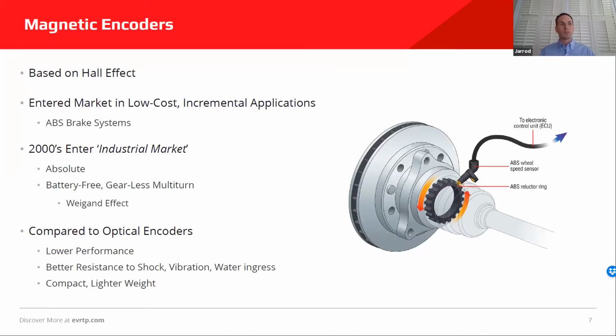So getting back to optical encoders, generally magnetic encoders are going to have lesser performance when compared. However, they're going to have better resistance to shock and vibration, water ingress, and there's multiple reasons for that.